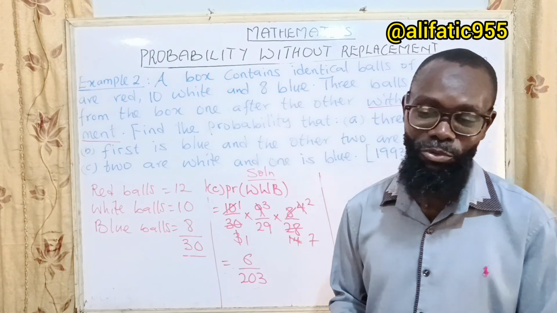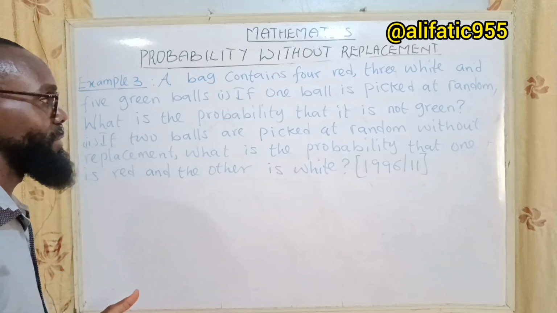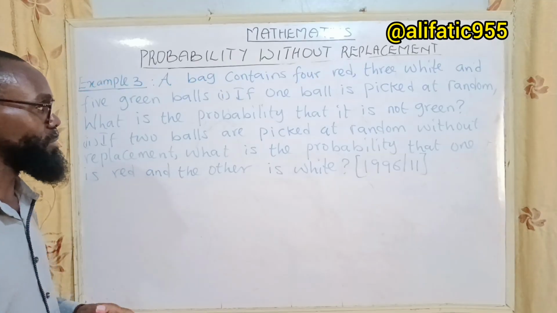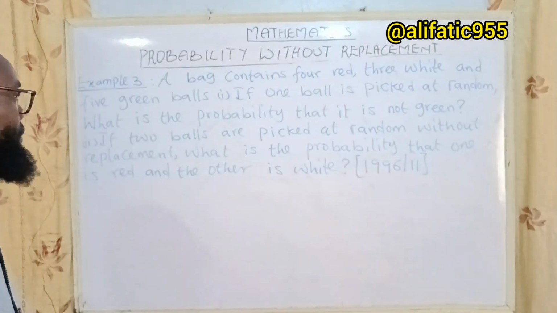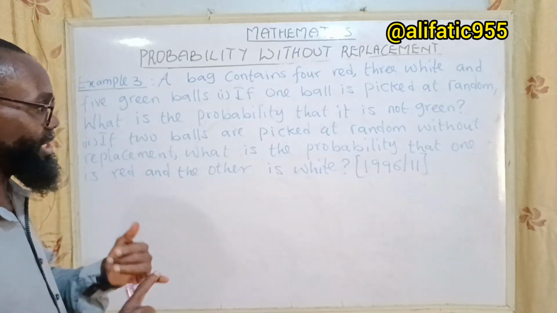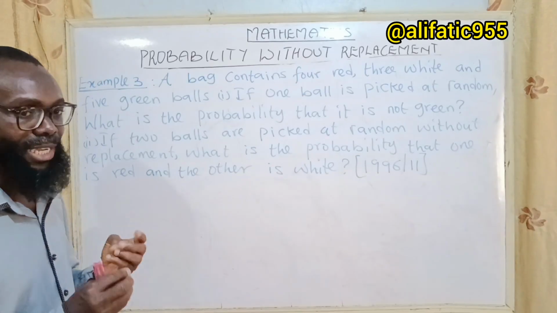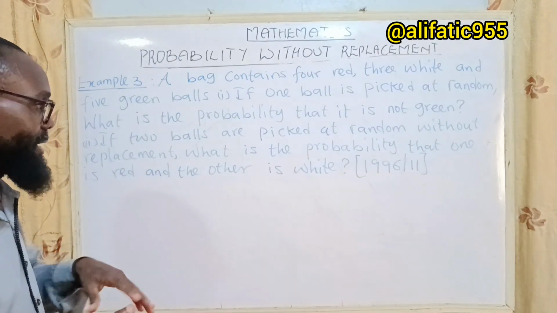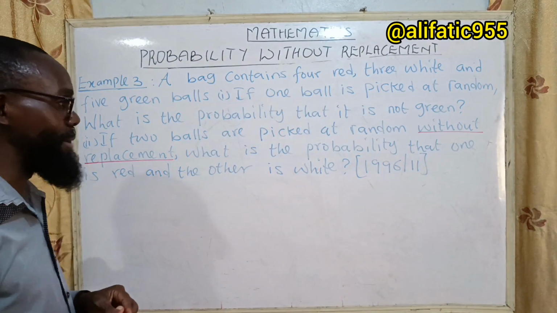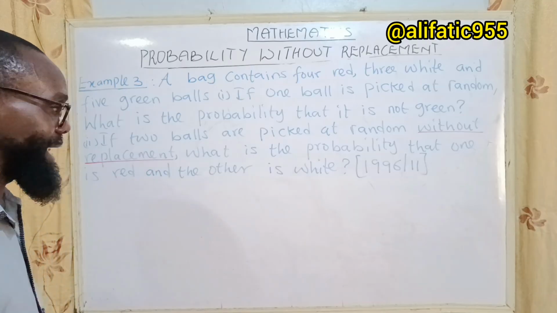So let's take one more example. Example 3. A bag contains 4 red, 3 white, and 5 green balls. One, if one ball is picked at random, what is the probability that it is not green? Now we got 2. If 2 balls are picked at random without replacement, take note about that, what is the probability that one is red and the other is white? So let's start.